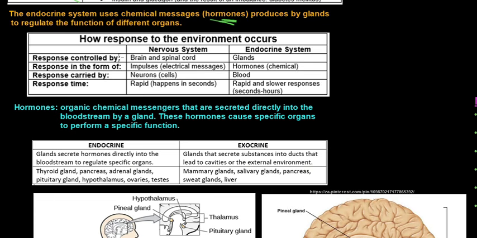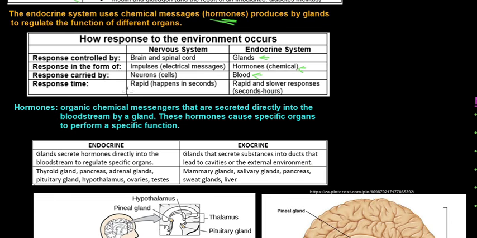In the nervous system, the response is controlled by the brain and the spinal cord, so the central nervous system. And now with the endocrine system, we are going to see that glands play a big role in how responses are controlled. The response of the nervous system was in the form of impulses, electrical messages, whereas with the endocrine system, we will see that this is done through hormones or chemical messages. Then the response in the nervous system was carried by neurons, the interneuron, motor neuron, and sensory neuron. And in the endocrine system, this is done by the human circulatory system, which is blood.